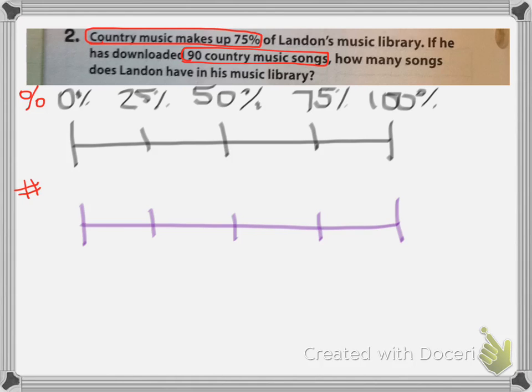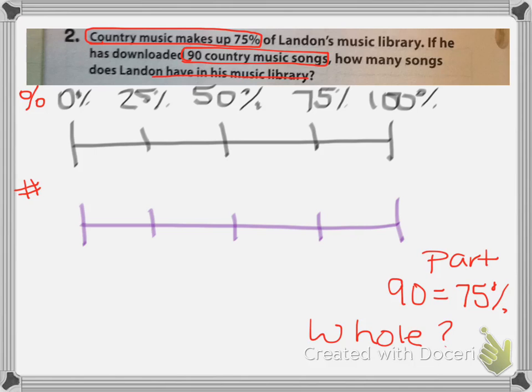And then I'm going to look back at the problem, and it says country music makes up 75%, and that 75% is equal to 90. So 90 is equal to 75%, which I've written down in the bottom corner. And now they've given you the part, and you need to find the whole. So now I'm going to put a bracket around 75%. That's how I put that bracket around those 3 chunks, 1, 2, 3, because they said that 75% is equal to 90, and I'm going to put the number 90 there.